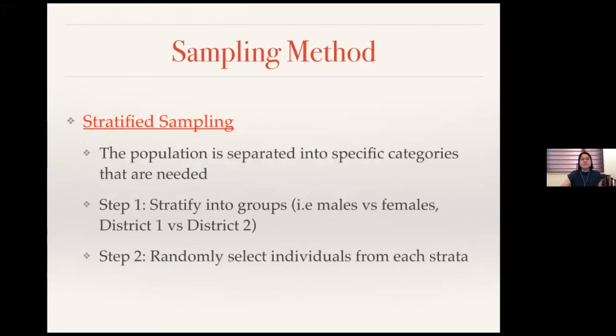Stratified sampling naman is you stratify them. So you stratify them into groups. So you divide them. Ang gusto ko kasi merong males, merong females. Or para fair, gusto ko merong galing District 1, meron din galing District 2. So you stratify them and then from each strata, each group, you randomly select. And then you can use the randomizer again.